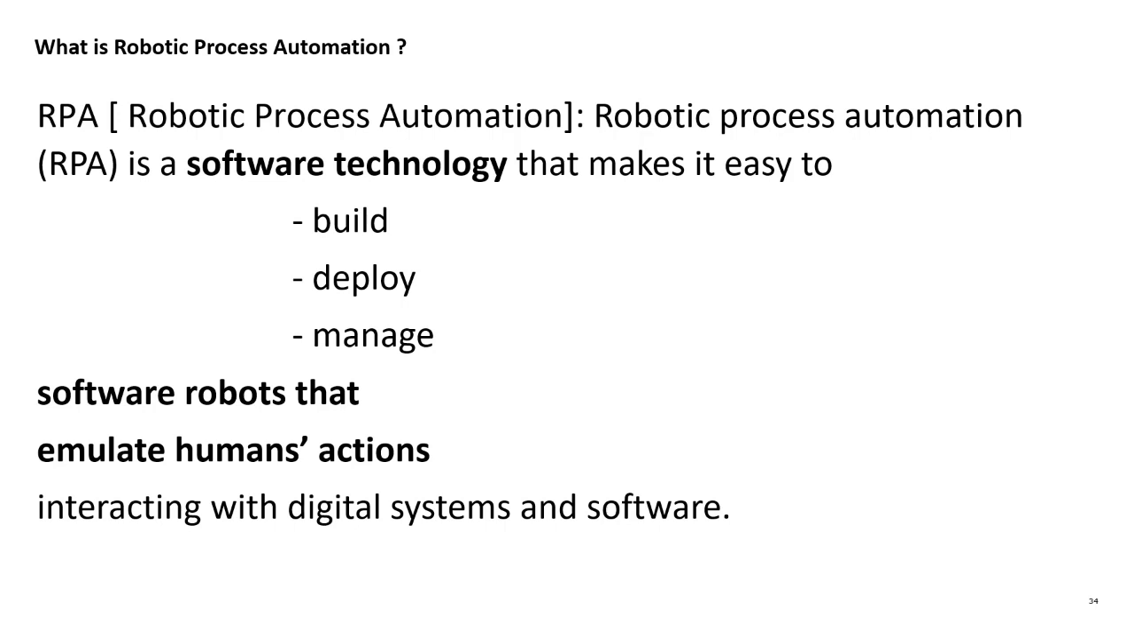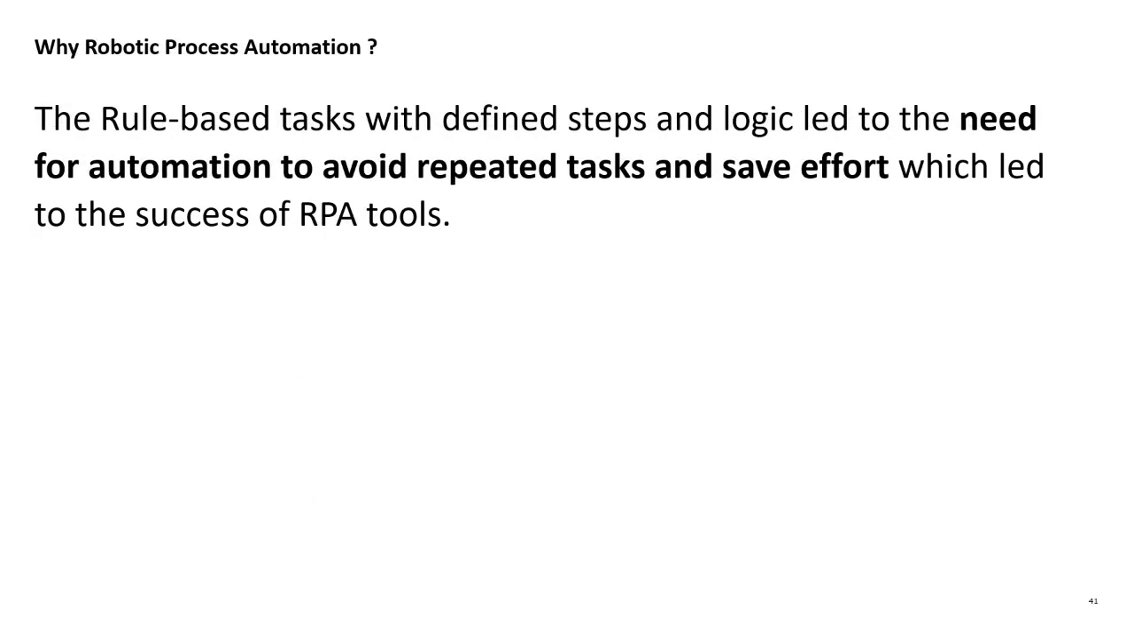We can say RPA, that is Robotic Process Automation, is a software technology that makes it easy to build, deploy, and manage software robots that are actually software programs which can copy human actions, the actions which interact with the digital systems and softwares. So, why was robotic process automation needed and what led to its success in the market?